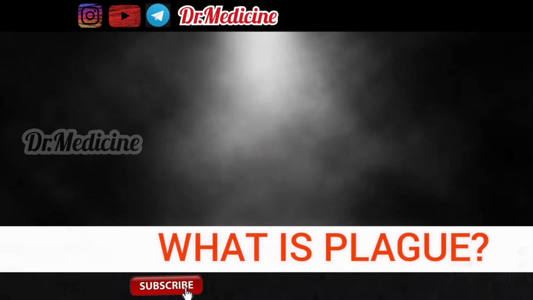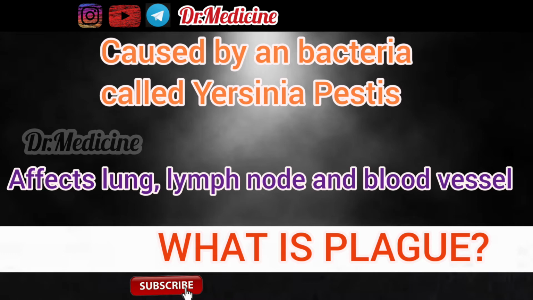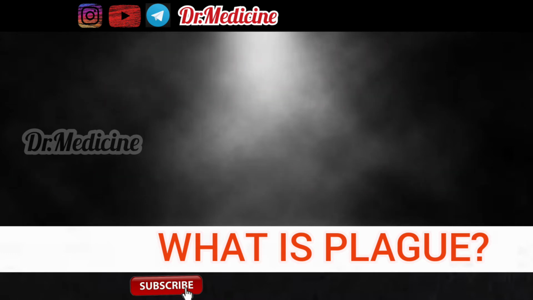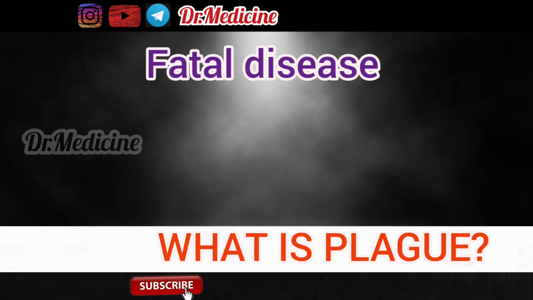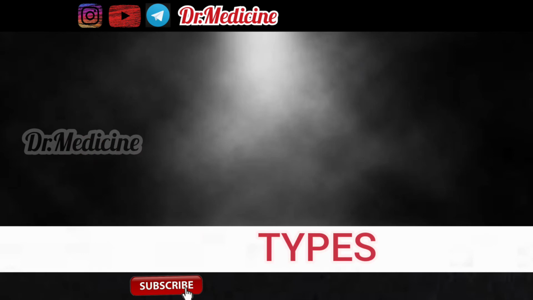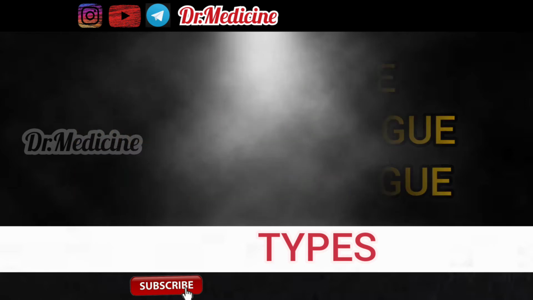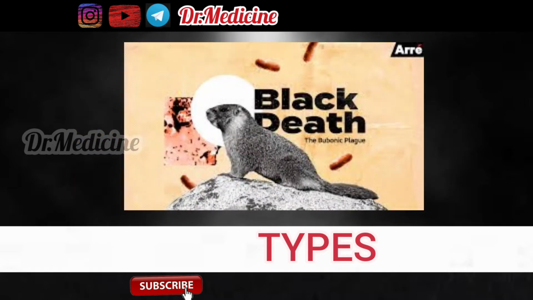So what is plague? Plague is a bacterial infection caused by the bacteria Yersinia pestis and it affects the lung, lymph node and blood vessel. Plague is a fatal disease in which more than 200 million people have died. Do you know the types of plague disease? There are three types, namely bubonic plague, pneumonic plague and septicemic plague. Of these three types, the Chinese people are now affected with bubonic plague. So we will see bubonic plague in detail.